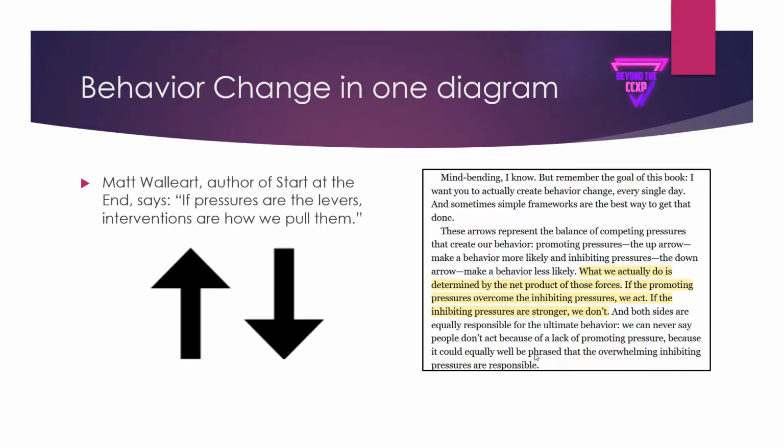If the promoting pressures overcome the inhibiting pressures, we act. If the inhibiting pressures are stronger, we don't. And both sides are equally responsible for the ultimate behavior. We can never say people don't act because of lack of promoting pressure, because it could equally well be phrased that the overwhelming inhibiting pressures are responsible. I love this. It's nice and clean, and it kind of summarizes everything that we've talked about so far.